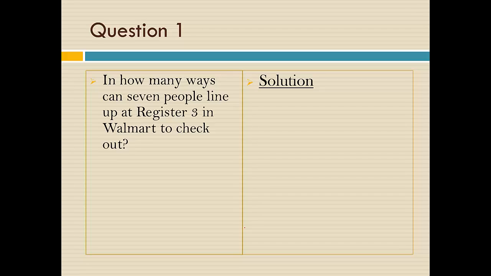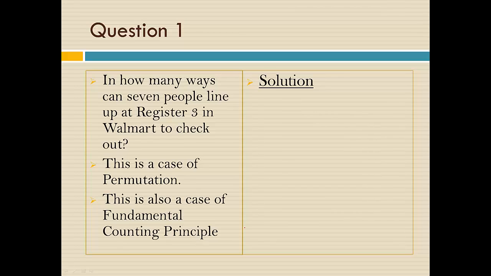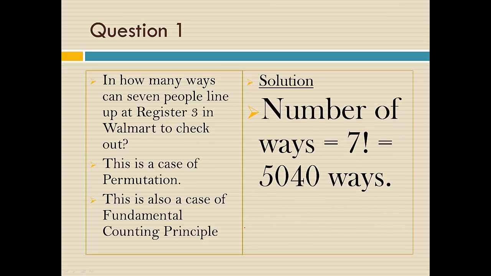For the questions that we shall do in this video, we shall first of all say whether it is a case of permutation or combination before we solve. Because this is based on order of arrangement, this is a case of permutation. It is also a case of the fundamental counting principle, because one person can line up in 7 ways, 2 people can line up in 6 ways, and the rest of them. So this is just permutation of 7 people. That gives us 7 factorial, which is 5,040 ways.